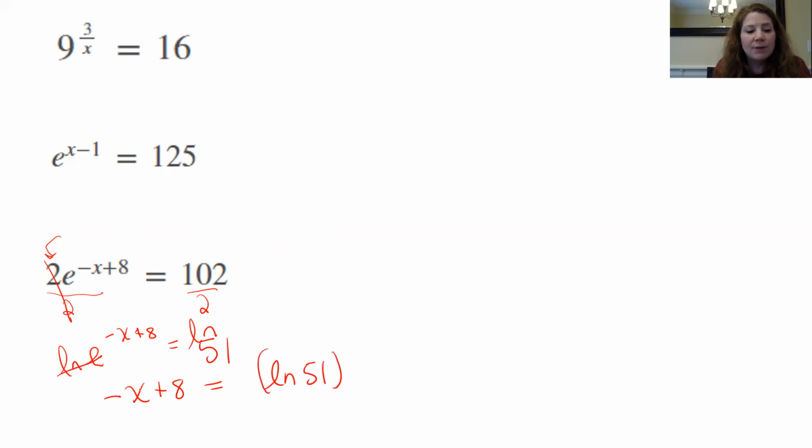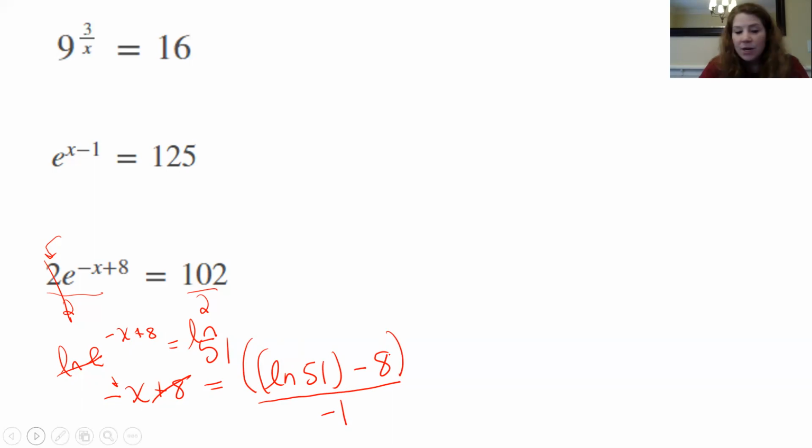And then how would we get x by itself? Well, the first thing we would do is subtract 8. And then this is multiplied by negative 1, so that would go away. The very last thing we would do in our calculator is divide this whole thing by negative 1.